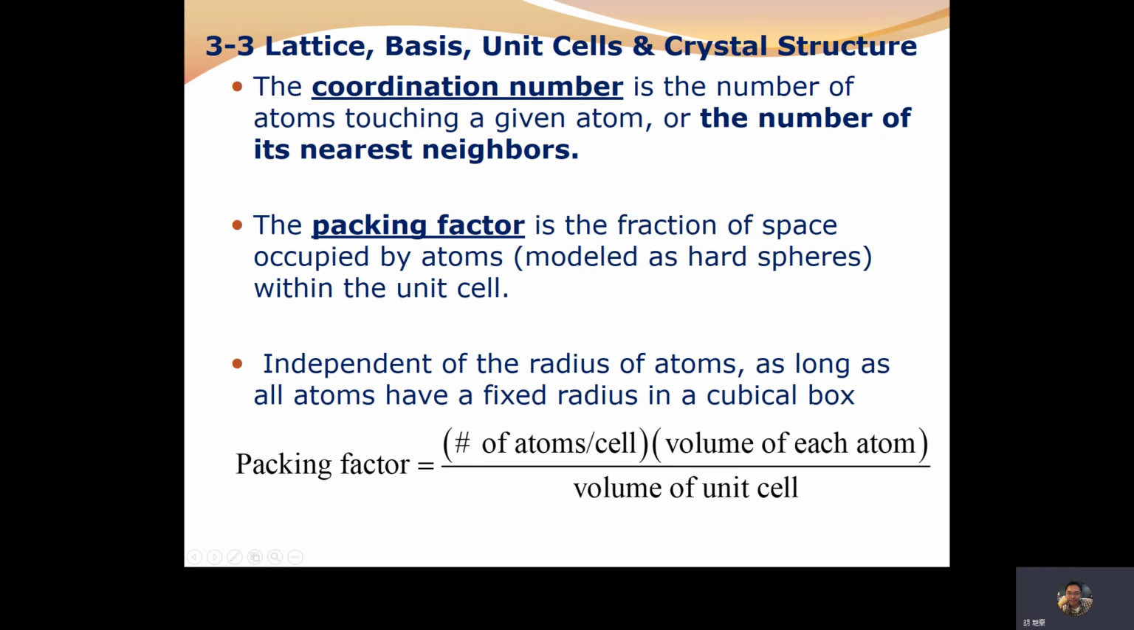Okay, next, there's some terminology we have to define. First is called the coordination number. It is the number of atoms touching a given atom, or the number of its nearest neighbors. Remember this: its nearest neighbors.